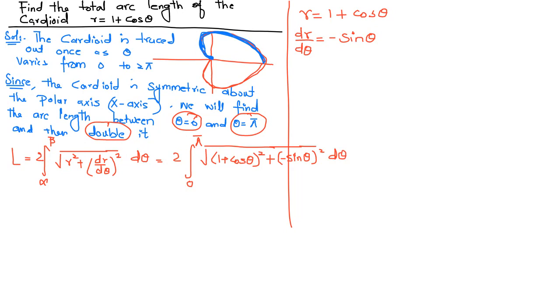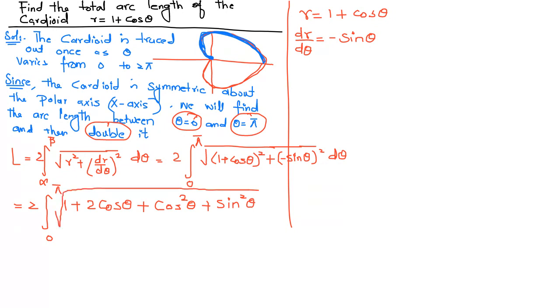Now simplify it and we will get the integration. How can we simplify? Just open the formula. That is equal to 2 times the integral from 0 to pi, and (a plus b) whole square means a square plus 2ab plus b square. So this is the formula, and minus sine whole square means sine square. And this is the square root and d theta.